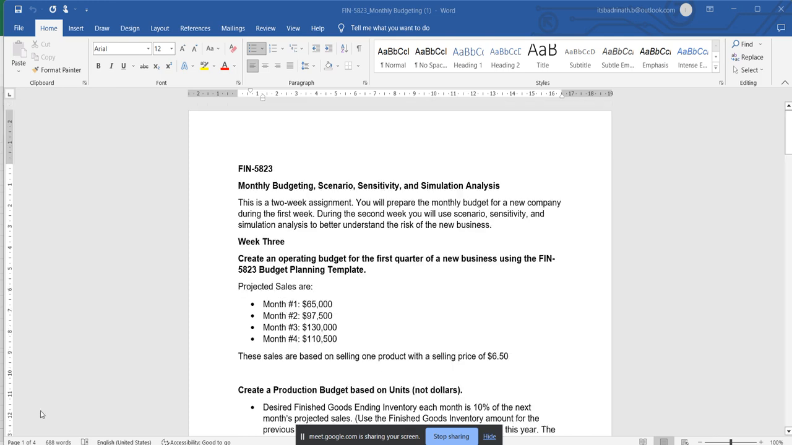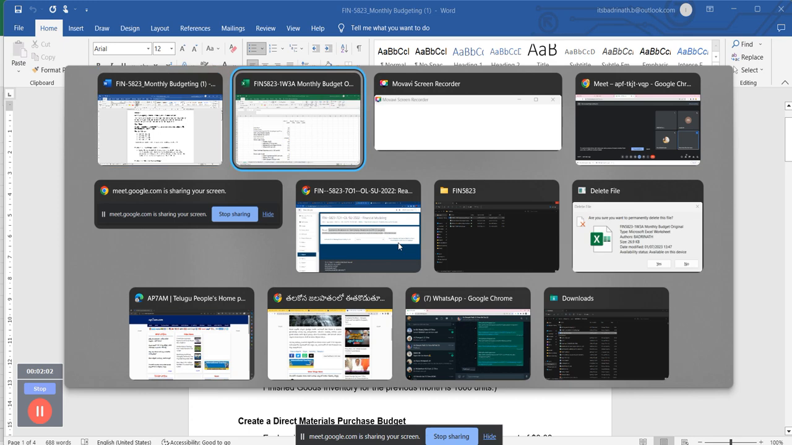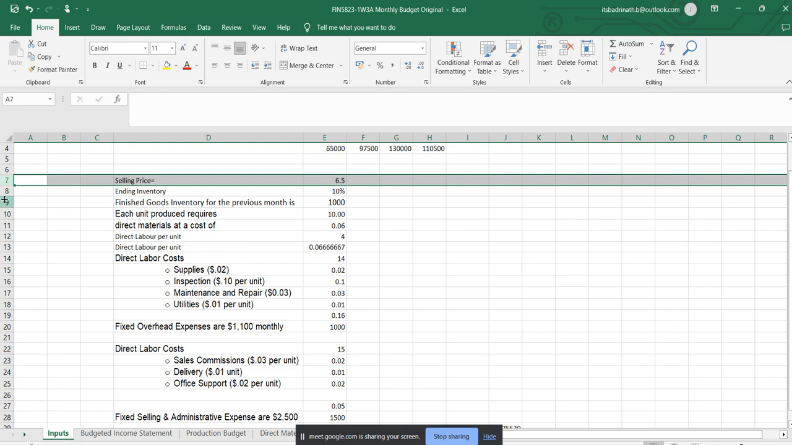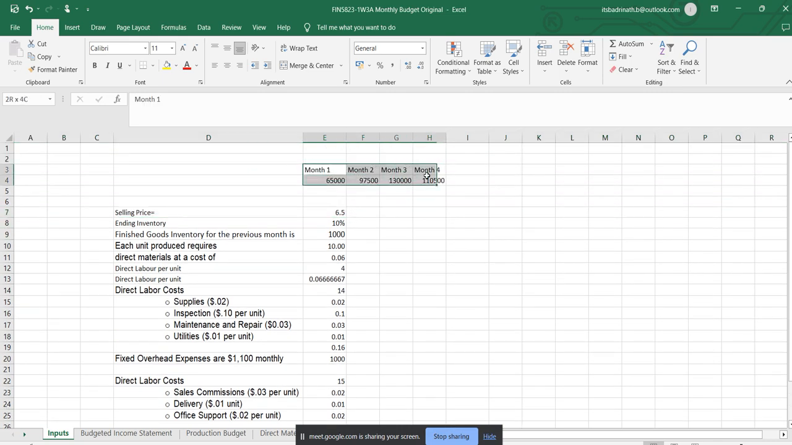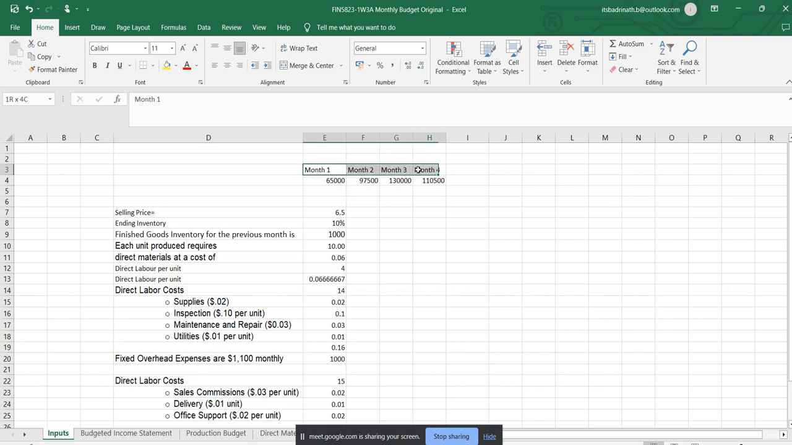So now let us start preparing different types of budgets. This is my Excel sheet. For the first question, we got these sales values. I already took these sales values: 65,97,500, 130,000, 110,500. These values are taken like this so that I can use them exactly in the next budgeting sheet while preparing the budget statement.